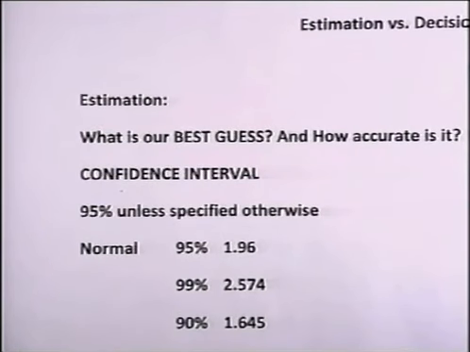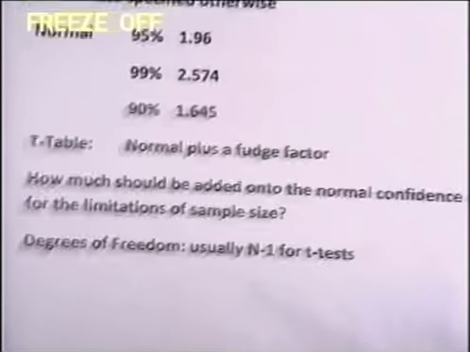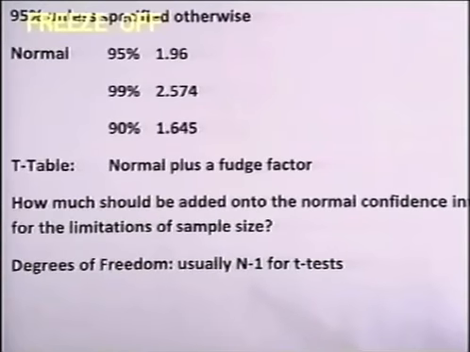I remember these because we use them so often. These are your normal values. Now, what happens if we don't have a normal distribution? If it's off from that? This is where we will add a fudge factor in. That's where the t-table comes in. The t-distribution is your normal distribution adjusted for the problems that come up with smaller sample sizes.